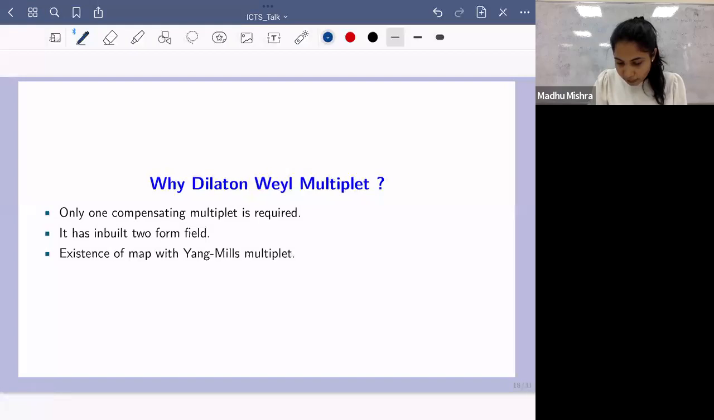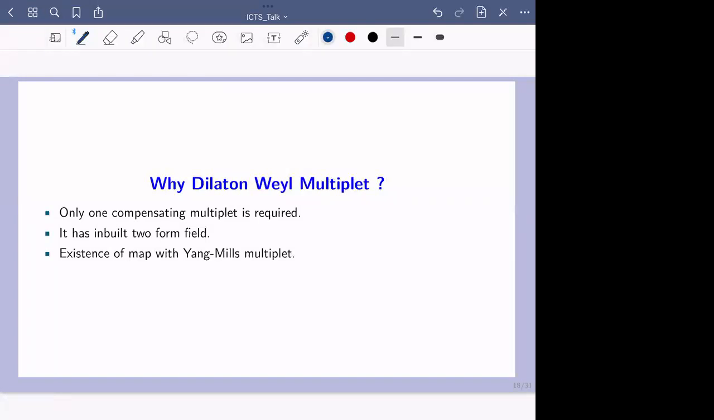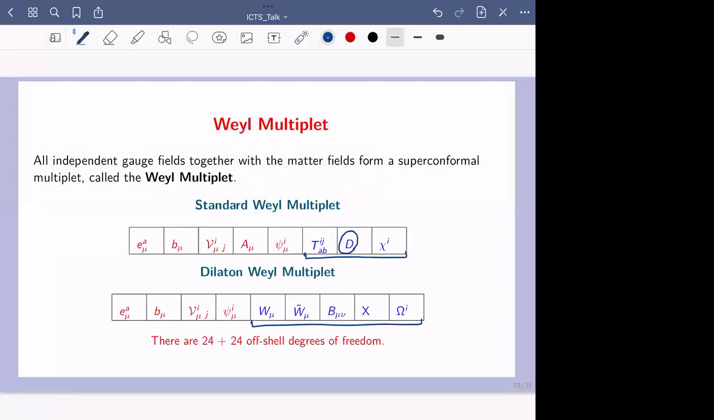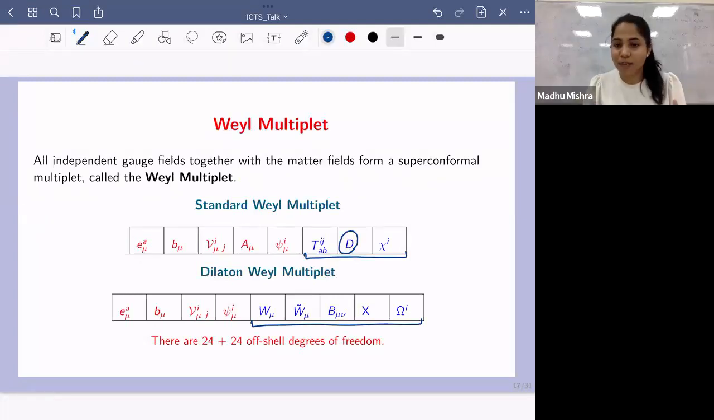Are these two theories equivalent at the end or not? Yeah, so in 5 dimensions, they have shown that these theories are equivalent. And in 4, we have not shown, but one can show that, because all these fields can be written in terms of each other. So there is a relation between the dilaton Weyl multiplet and the standard Weyl multiplet. In the dilaton Weyl multiplet, all these TAB, D, and chi will appear as composite fields, so we can go from one theory to another theory. So in my understanding, they should be equivalent.